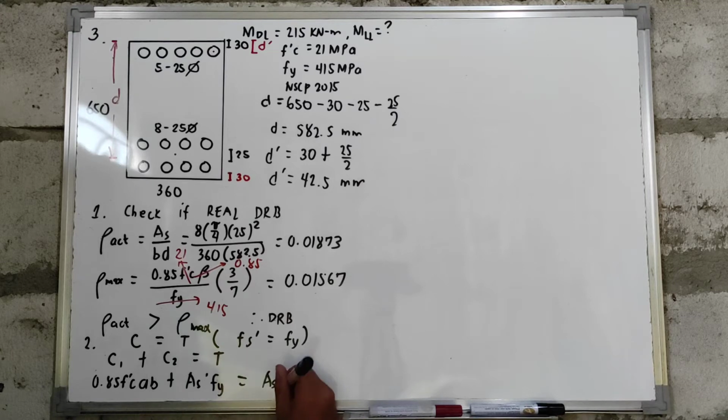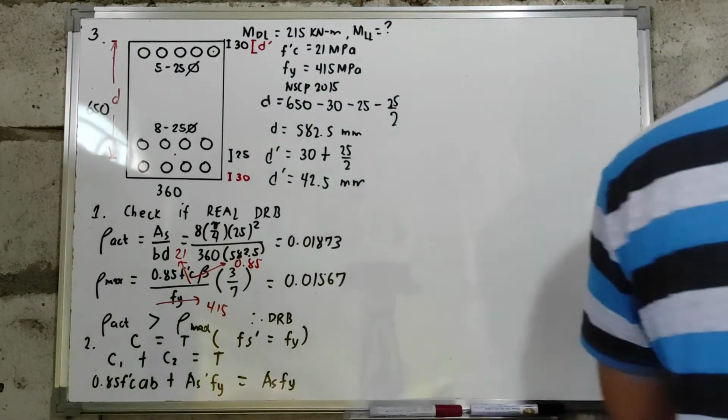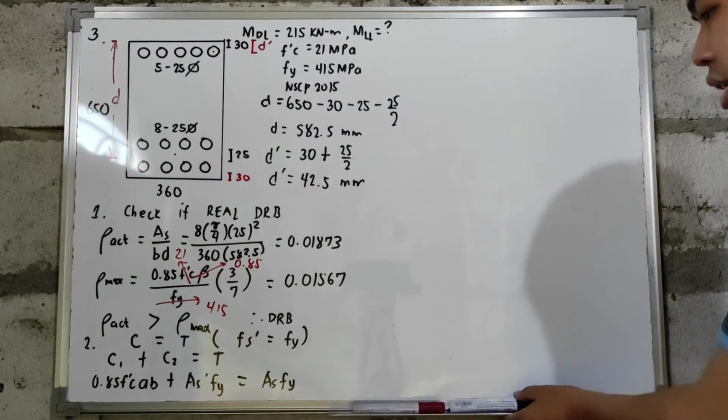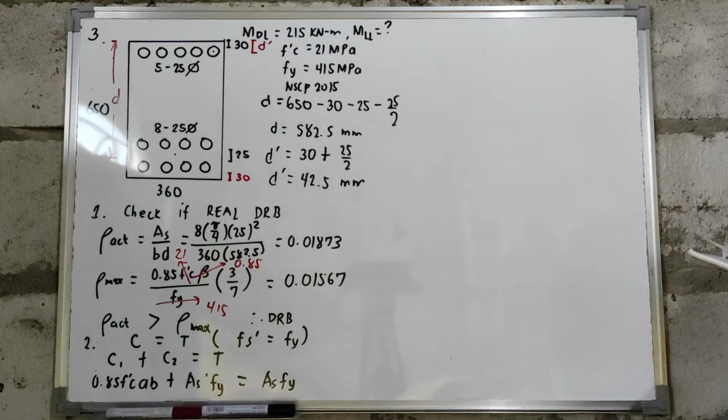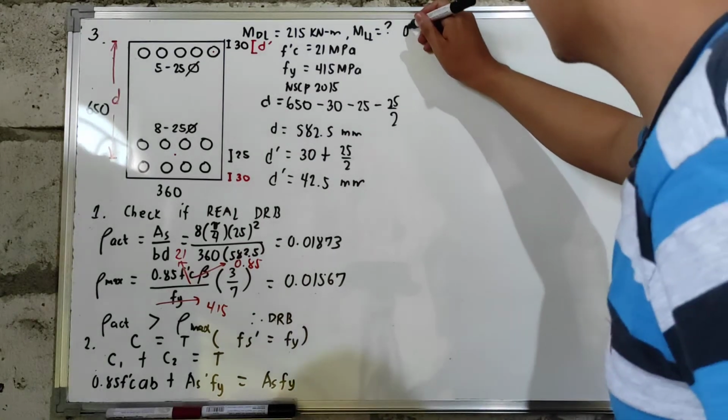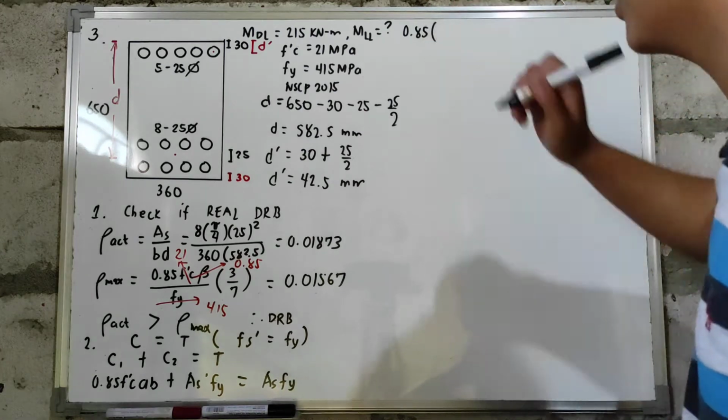So, yung Fs natin sa tension, that will become Fy. Kasi mag-yield yung bakal natin sa tension side once na nag-doubly reinforced beam tayo. So, with that in mind, let us now compute for the value of your compression block.